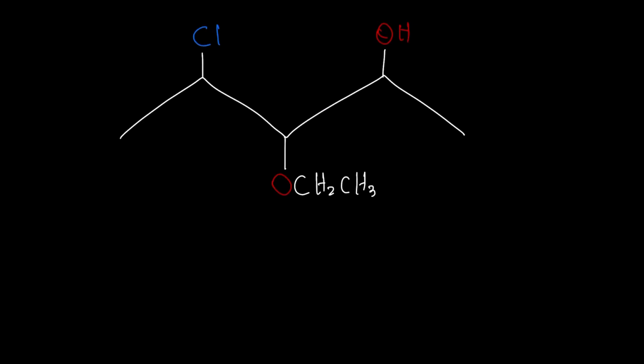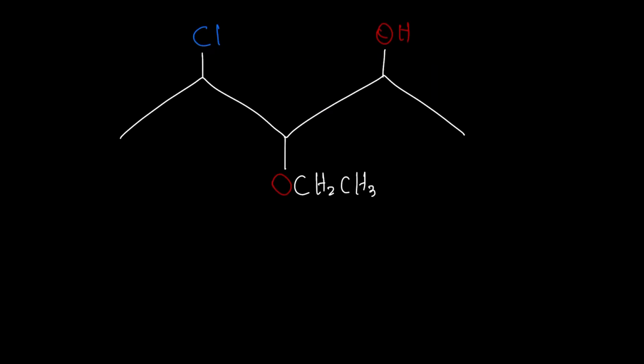How do we name this one? So when we have an alcohol and we have a halogen, which one do we give priority to? We're going to give priority to the alcohol. So instead of counting left to right, where the halogen is going to have the lower number, we're going to count right to left, where the alcohol is going to have the lower number of carbon.